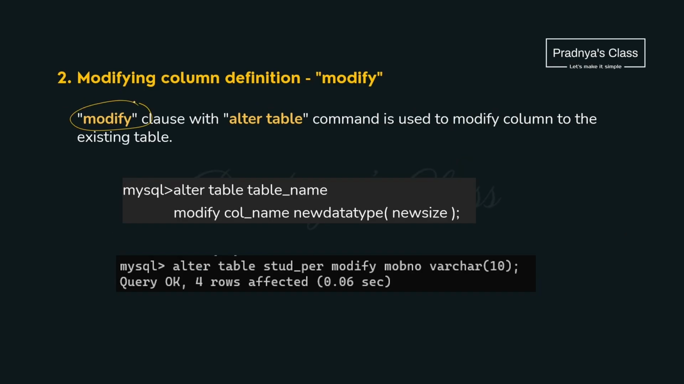There is one more clause we can use with the alter table command, that is modify, to modify an existing column. Here is the syntax. Alter table, table name, modify column name, and we are providing the new data type. We added one column to the table. The name of the column was mobile number, but the data type was integer, which we are modifying here. We are giving the data type varchar 10.